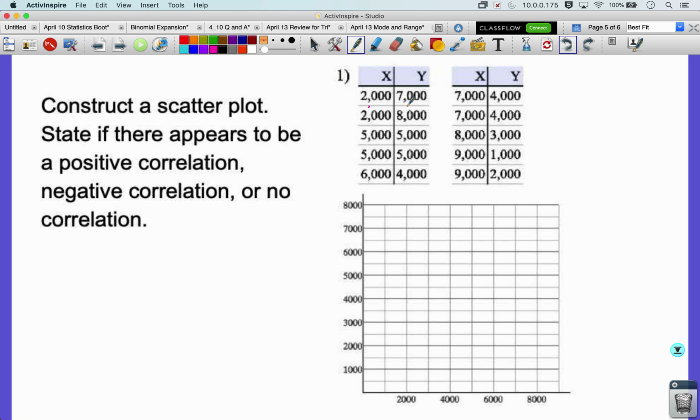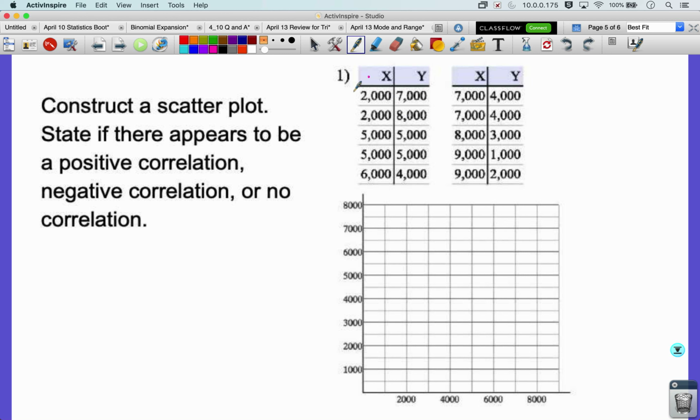Okay, so here I've got some data. I went out into the world, approached some individuals and got 2 pieces of data about them. We don't have any labels here, so we're not entirely sure what these represent. We can maybe make something up. But what matters is that the numbers that are across from one another. So it matters that this 2,000 is across from the 7,000.